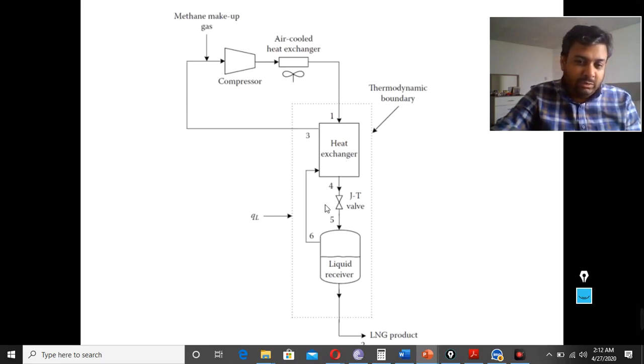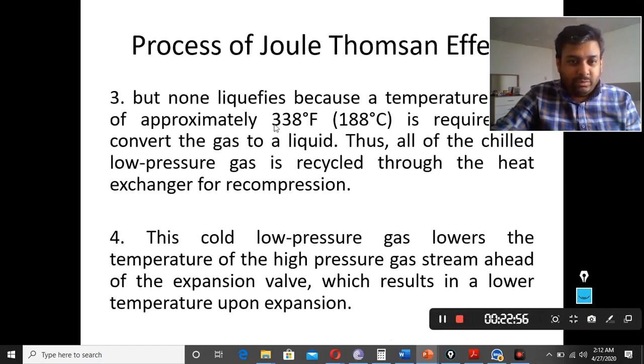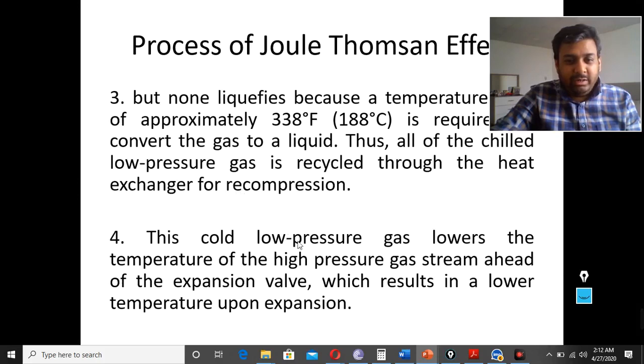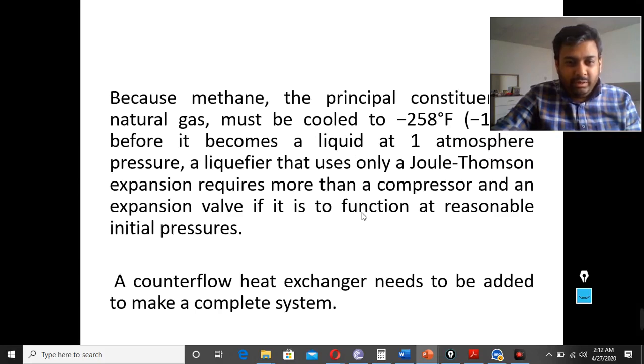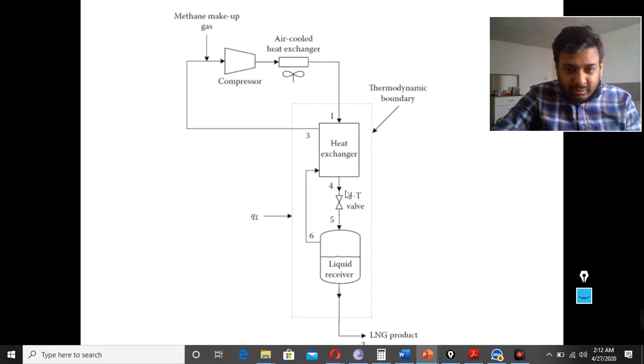So what we do is send it through this JT valve. Low pressure gas is recycled through the heat exchanger for recompression, and then it goes through the heat exchanger and the JT valve. Once it crosses the JT valve, the gas reaches a temperature of minus 161 degrees centigrade, and then it liquefies here. You can see it has some gas and some liquid, but not all the gas is liquefied. There are still some gas particles available here.